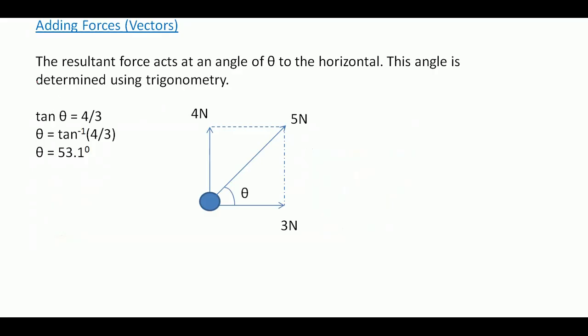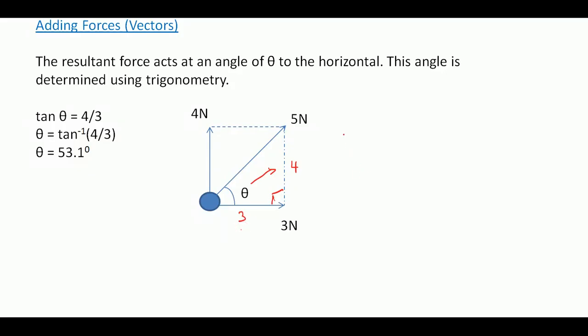Now another thing that they can ask you in a question is, at what angle does the resultant force act to the horizontal? The 3 Newton force is the horizontal force, and we want to find this angle theta. Again, we have a right angle triangle. This is 4 and this is 3. So from your trigonometric ratios, we can use tan. This is opposite and this is adjacent.